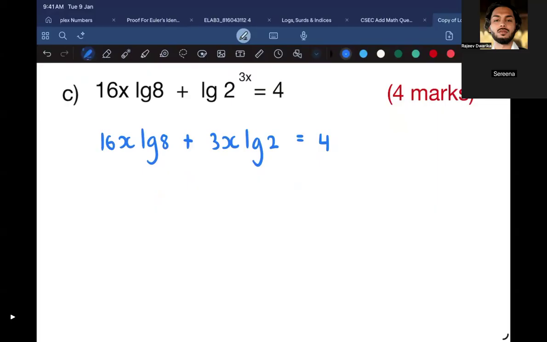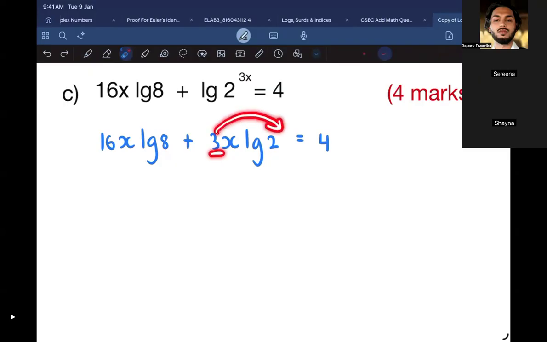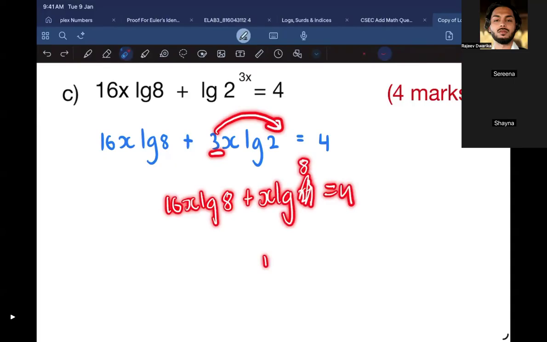Serena, are you seeing anything in common with 16x log 8 and 3x log 2? Yes. 8 could be written as 2 to the power 3. Oh, you did. That's an interesting way to think about it. Yes, you can do that. There are multiple ways you can think about it. If you wanted, Serena, you could take this 3 and bring it up to the top, and that'll be 16x log 8 plus x log 2 to the power 3, which is log 8, equal to the power 4, and you'll get 17x log 8 equal to 4. You see how I did that?